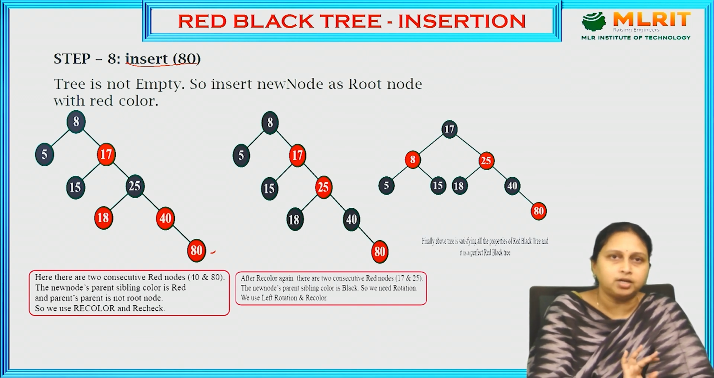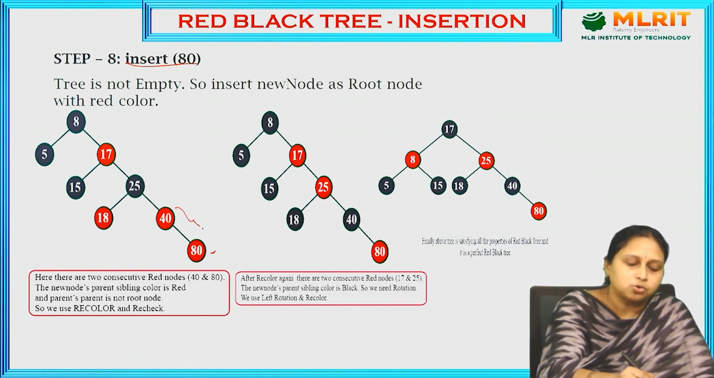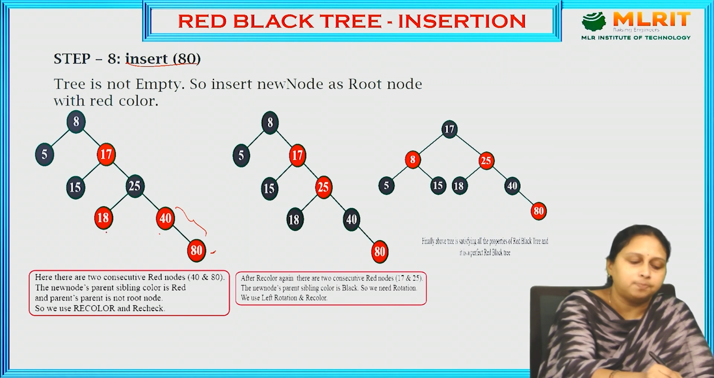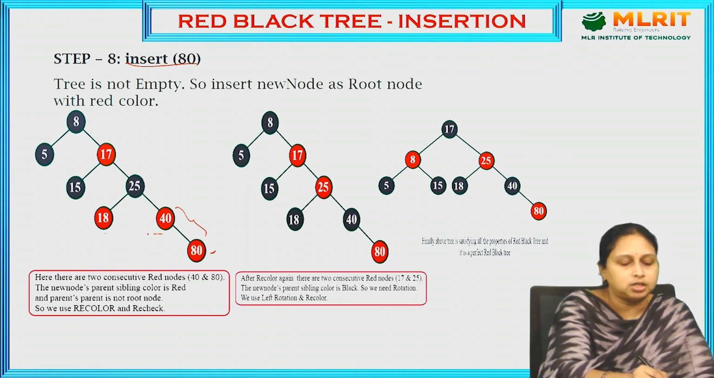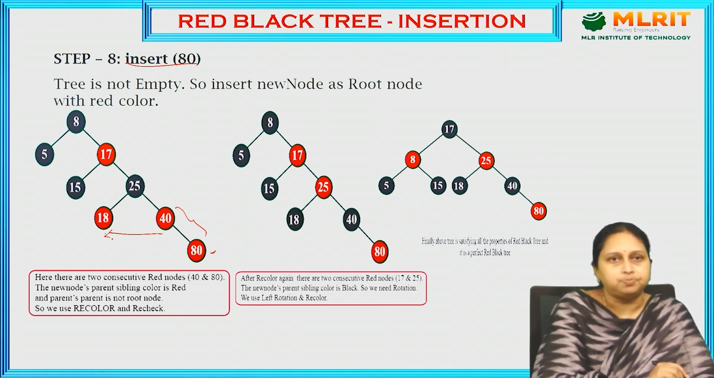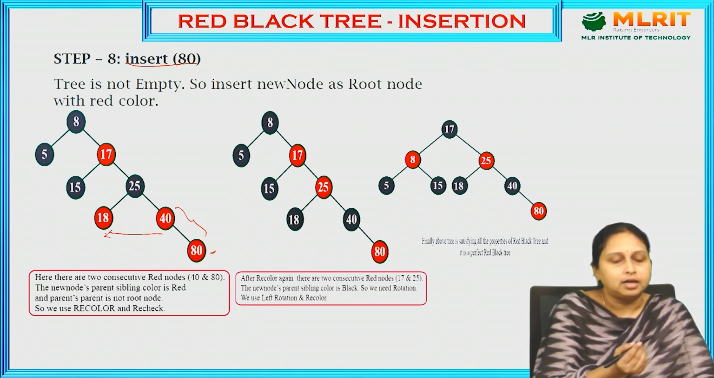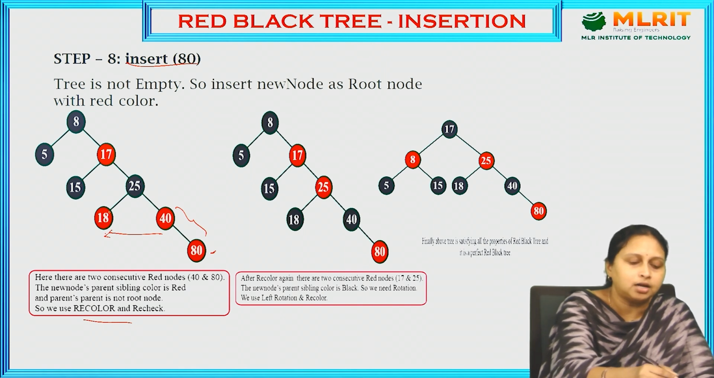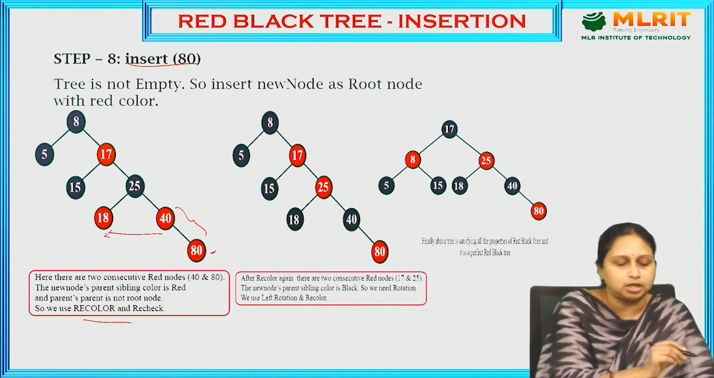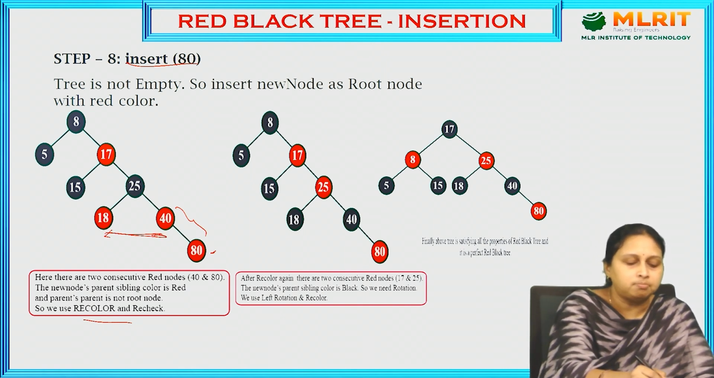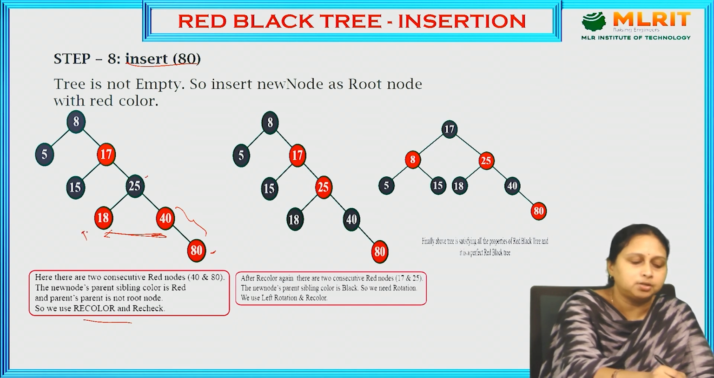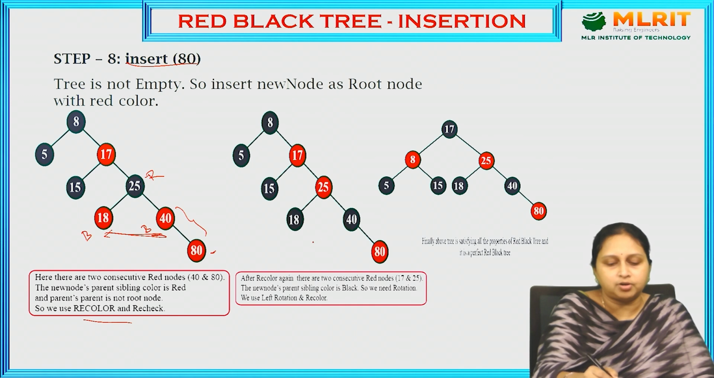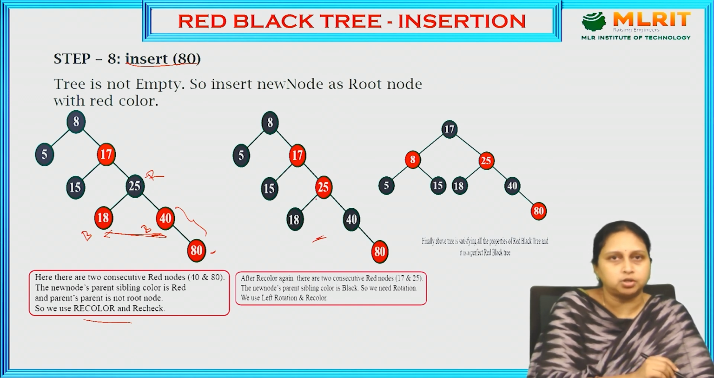Again I have a conflict. Because of this conflict, what do I need to check? The parent sibling. After checking, the parent sibling is red. Because it is red, we need to perform recoloring, then recheck. These two nodes become black and this becomes red. After doing that, this is what you are going to get.